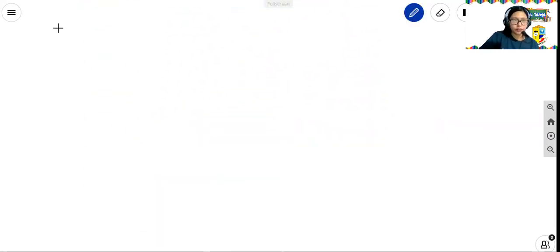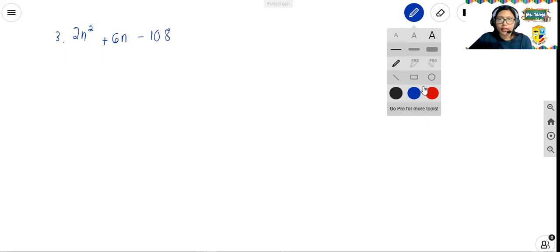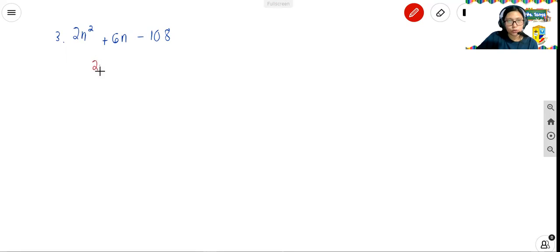Let's try another one. Let's try to factor 2n squared plus 6n minus 108. Okay. So again, let us first get the factors of the first and the last term. So for 2n squared, we can have 1 and 2n squared. We can also have 2 and n squared. And then for 108, there are a lot of factors.